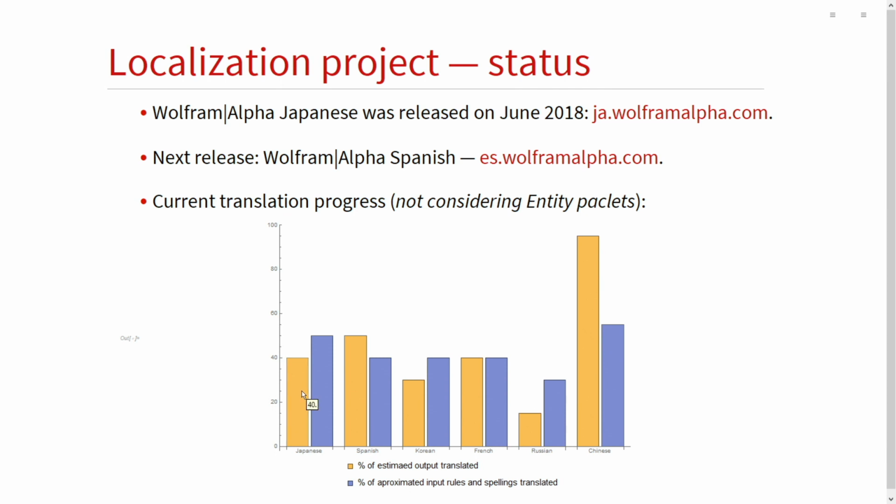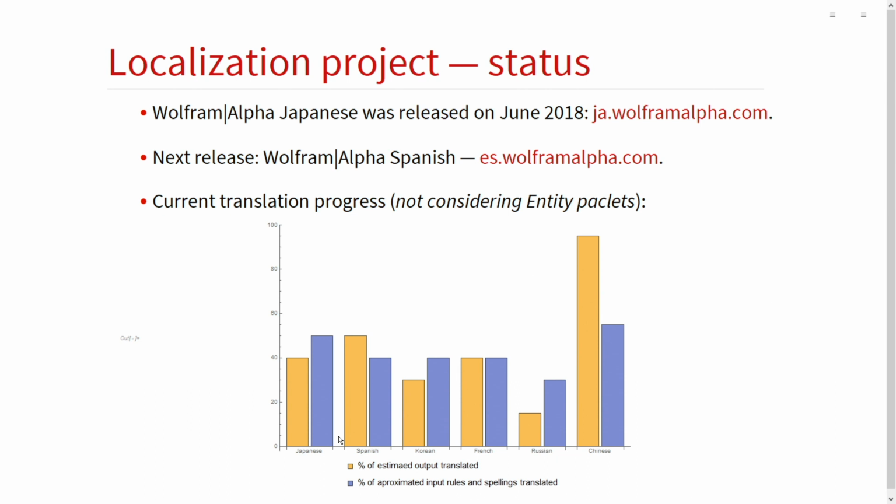And in terms of how much we have progressed translating the whole site, if we take out all the entities, because the entities are millions of entities, so we have not translated them yet, Japanese is around 40% of output correctly translated, displaying correctly. Spanish is almost 50%. But in terms of input, what you can ask about, Japanese is around 50% of all the grammar rules. That's what we call them, grammar rules, in Alpha that has been translated, adapted to Japanese.